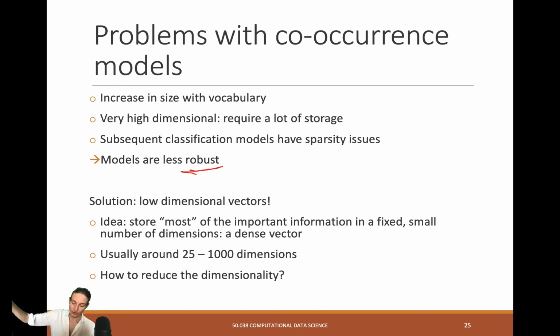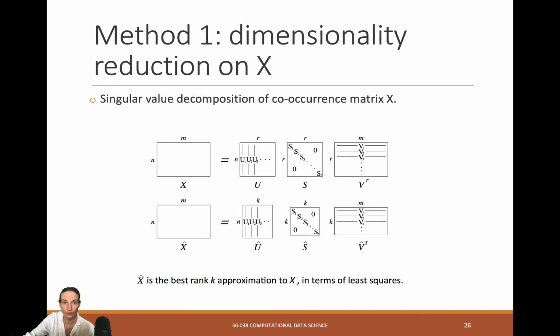Now, if we have our co-occurrence matrix, how do we reduce the dimensionality? Well, we can use a dimensionality reduction algorithm, such as singular value decomposition. All right, so how does singular value decomposition work? Well, we have our co-occurrence matrix X.